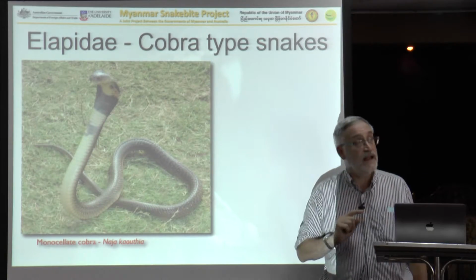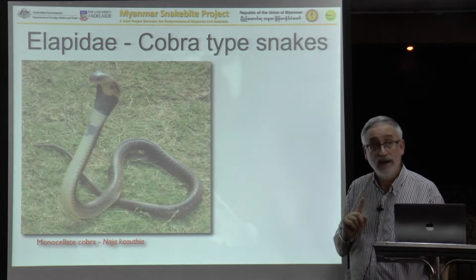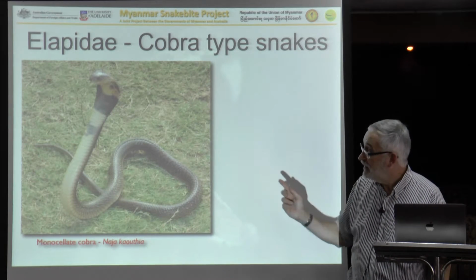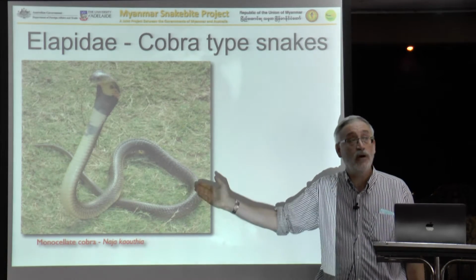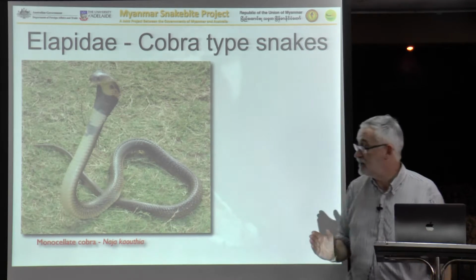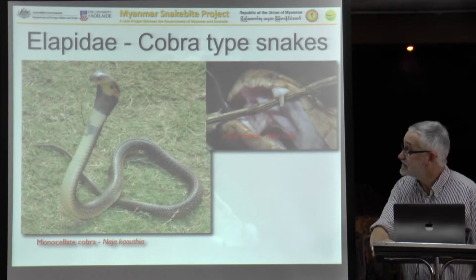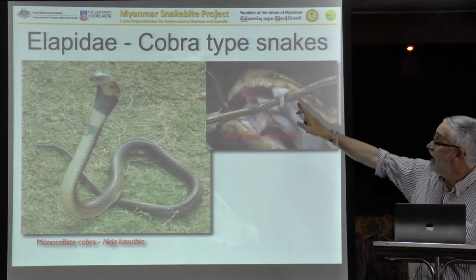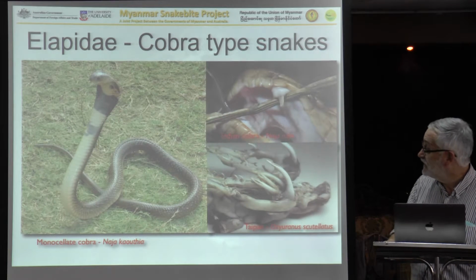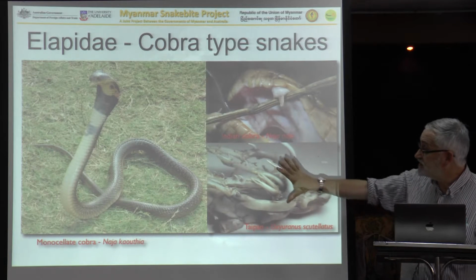This particular snake I did not photograph in your country. I photographed it in West Bengal. But this snake is the predominant cobra in Myanmar as well. This is the monocellate cobra, Naja kaouthia. Here you can see the fangs of a cobra, and here you can see the skull of an elapid.